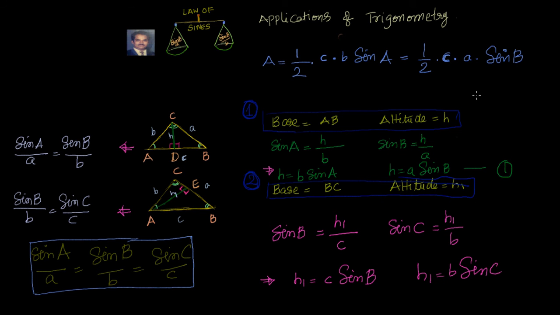In the next video, we'll take a simple example and apply this concept and see how you can calculate the area of the triangle, and also show that all this leads to the same thing: half BC sin A equal to half CA sin B is equal to half AB sin C.